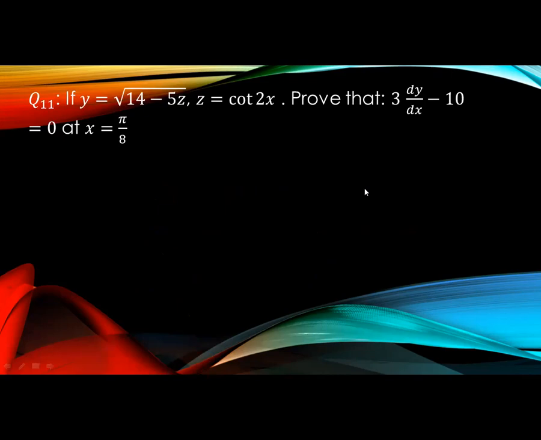Exercise number 11. If y equals root of (14 minus 5z) and z equals cotan 2x, prove that 3 dy by dx minus 10 equals 0 at x equals pi over 8. First, we can rewrite the value of y. It is equal to (14 minus 5, substituting z by cotan 2x) all to the power half.